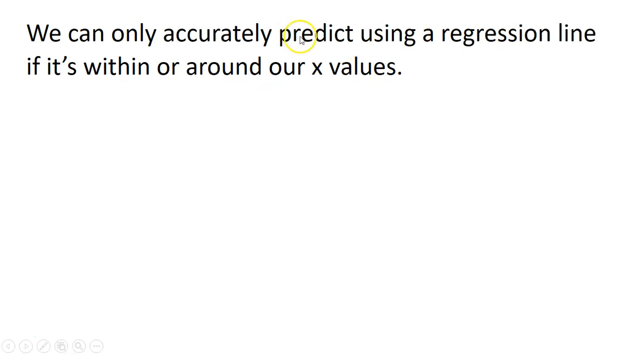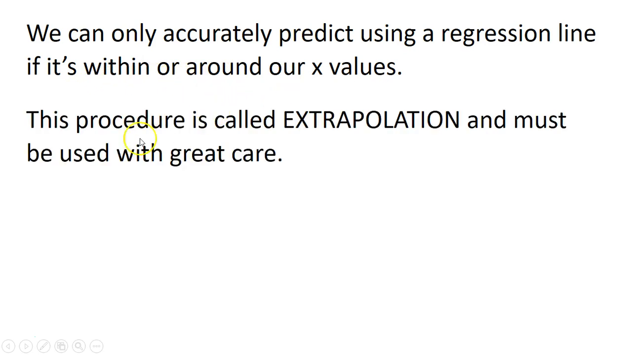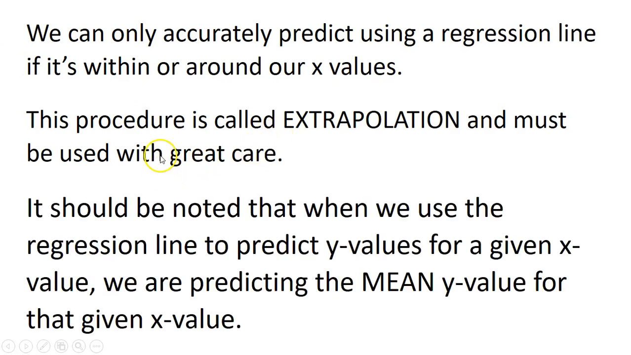So we can only accurately predict using a regression line if it's within or around our X values. And this procedure is called extrapolation and must be used with great care. Again, these are some more trick questions that you get on your AP exam to see if you really understand not just the math and plugging things in, but the concept. These AP exams are so much about the concepts of this stuff. Do you really grasp, hey, I can find a regression line, but can it even be used? And why? That's what they want to know.